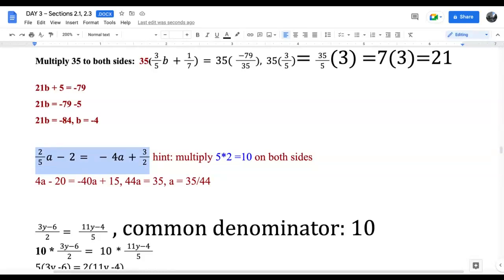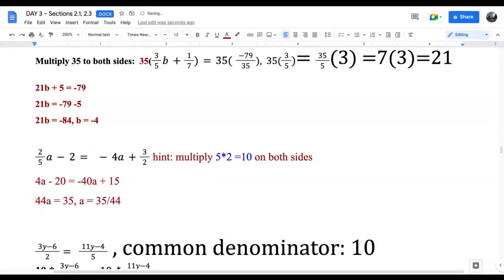10 times 2/5a, or 10 divided by 5 is 2. 2 times 2, that's 4. So we get 4a. 10 times -2, we get -20. Right? 10 times -4a becomes -48a. 10 times 3/2, well, 10 divided by 2 is 5. 3 times 5, 15. Right? Now we move things around. We move -48a to the left-hand side, becomes positive. So 4a plus 48a, that's 44a. We move negative 20 to the right-hand side. So 15 plus 20, that becomes 35.